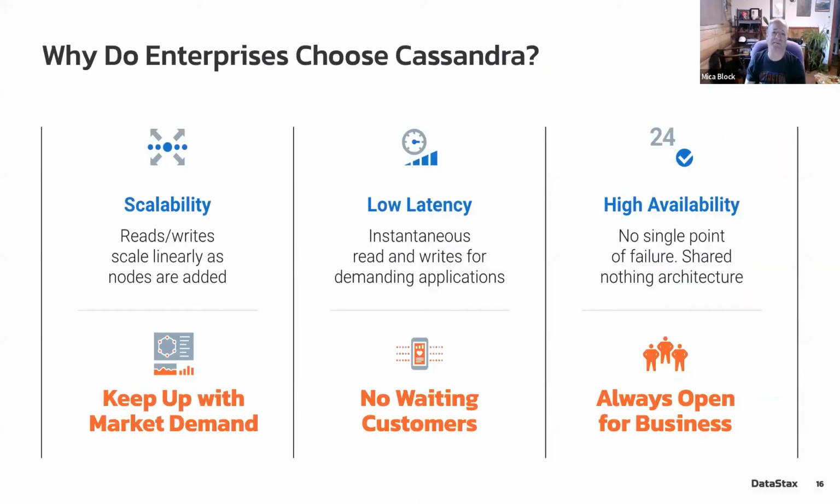And why do enterprises tend to use Apache Cassandra? Part of that is the scalability. I talked a little bit about the infinite scale, but reads and writes scale linearly as nodes are added. So if I want to double my throughput, whether it's reads and writes, I could scale up. Very low latency. Typically we're talking about single-digit millisecond latency for writes, and similar for reads. The reads are a little bit more dependent on the queries that you're running, but it's very possible to have single-digit latencies for reads as well.